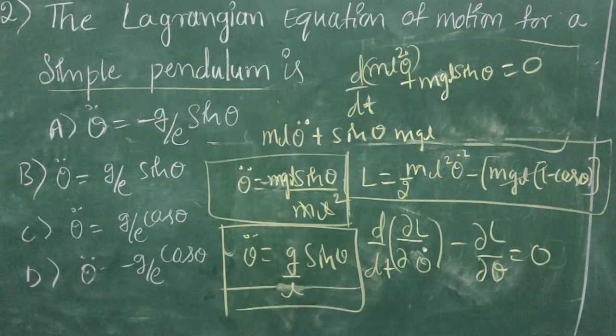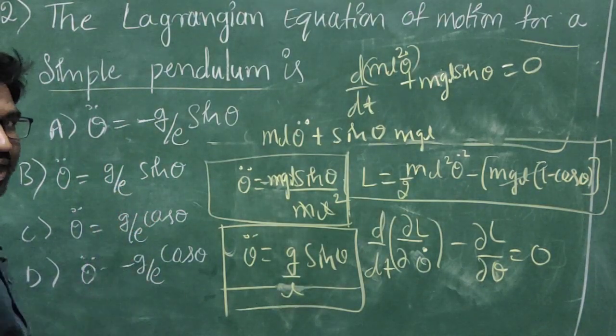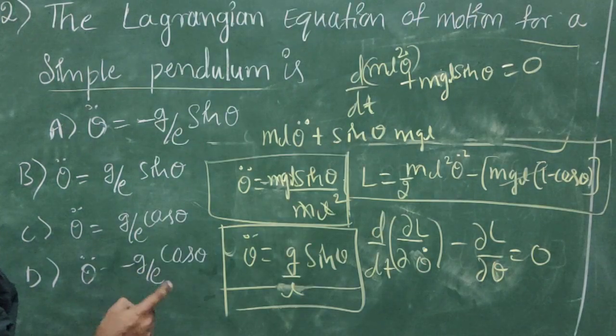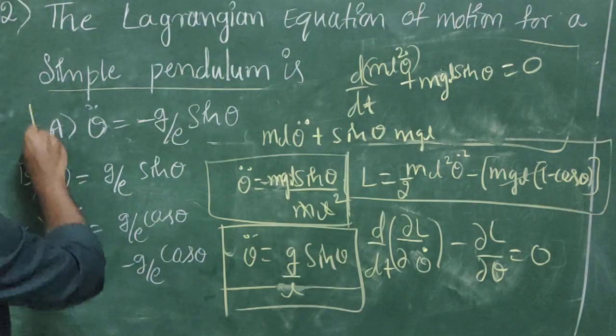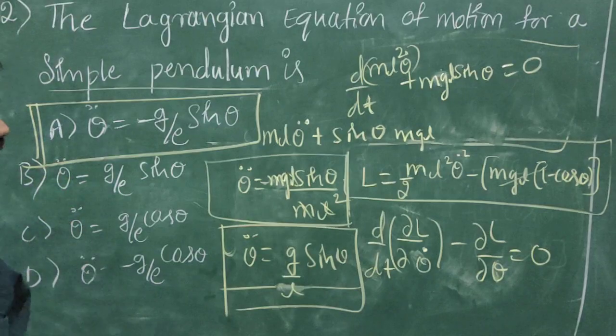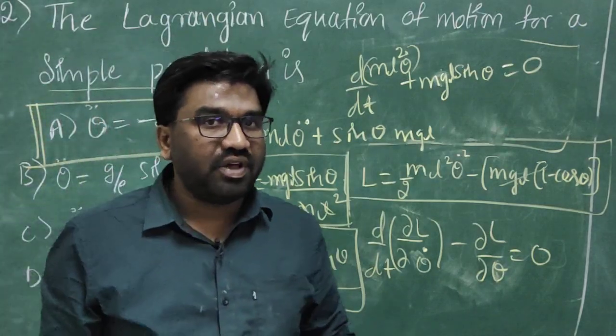Is there an option? In the options, they are given as A to E. So which one is correct? Option A is correct, right? So this is the equation of motion for a simple pendulum.